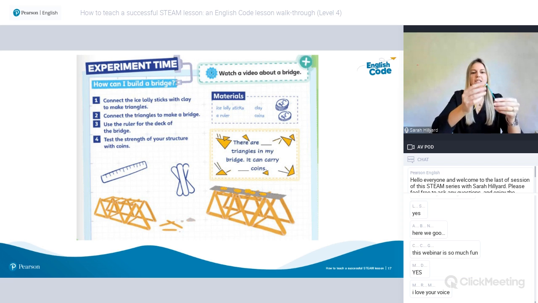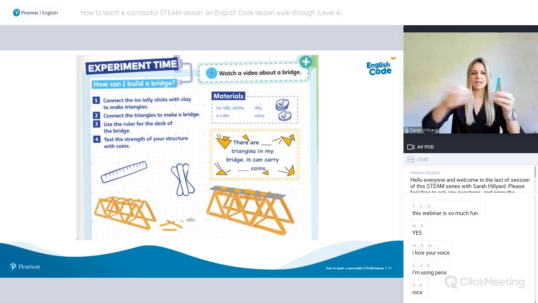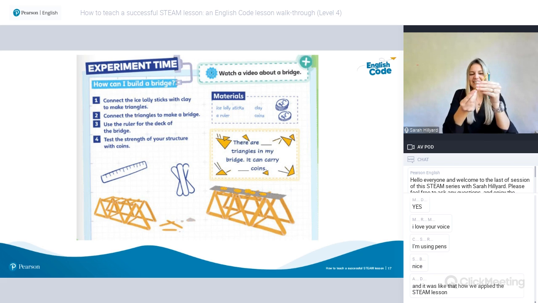Building our bridges. London Bridge is falling down, falling down, falling down. London Bridge is falling down. Okay, we could sing a song if you like. I can see you like songs, so we could sing a song while we do it. Okay.